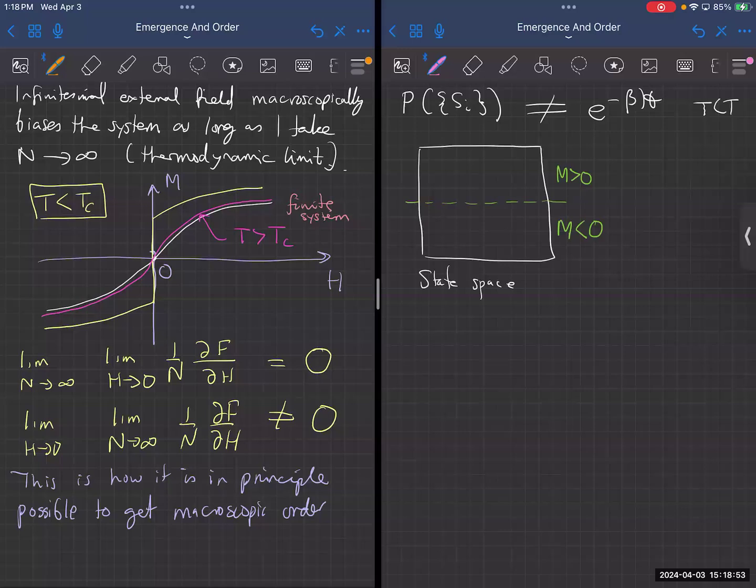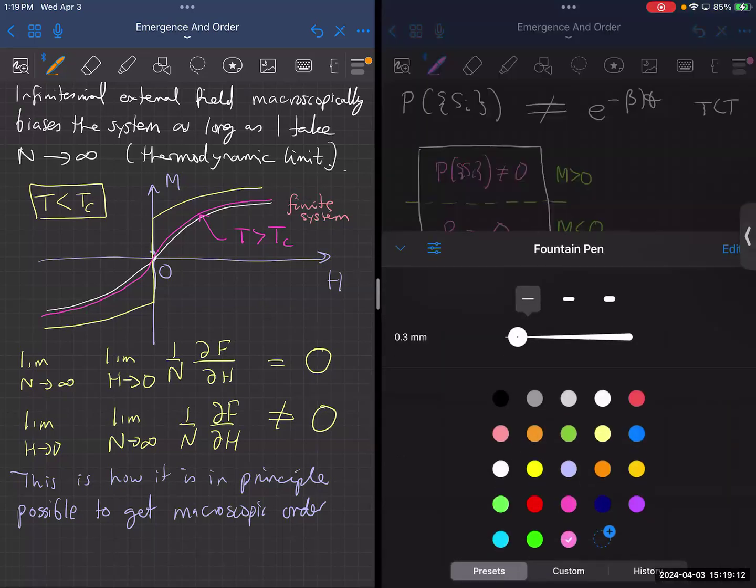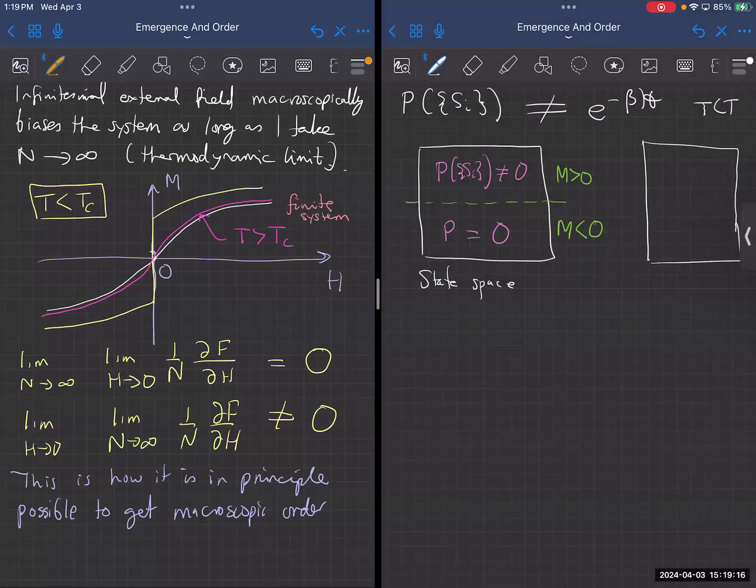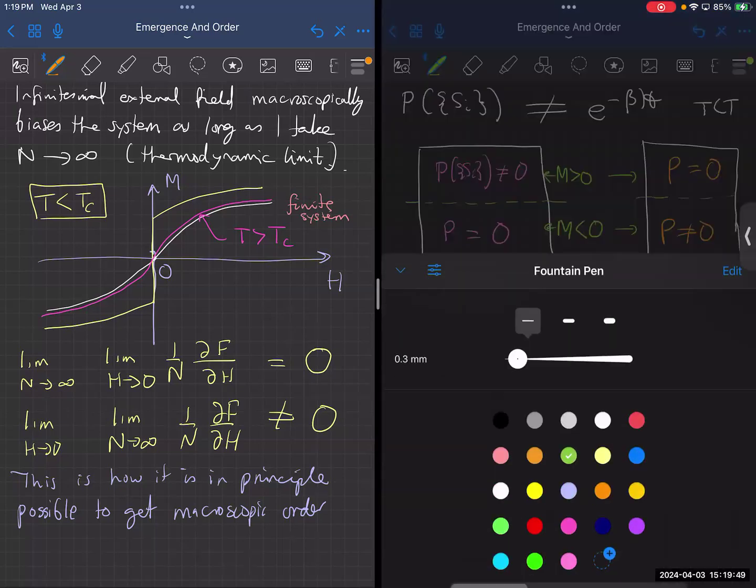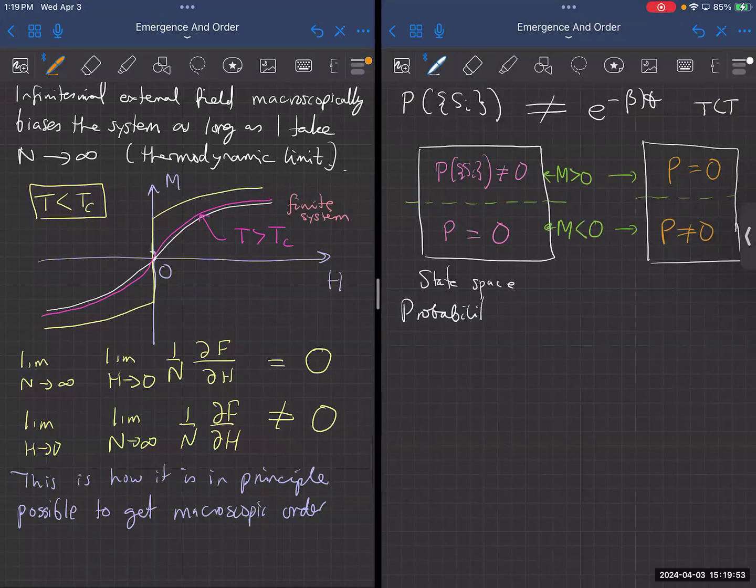And then what we're saying is that if we're below Tc, then either the probability distribution of the spins is non-zero in this region, and P is equal to 0 in this region, or it could be the alternative where I have it like this. So in other words, the probability distribution is 0 in this part of phase space, non-zero in this part, or 0 in this part and non-zero in this part. So this greater than or less than applies to both of these things. So in other words, the probability distribution bifurcates. The probability distribution is not unique below Tc.